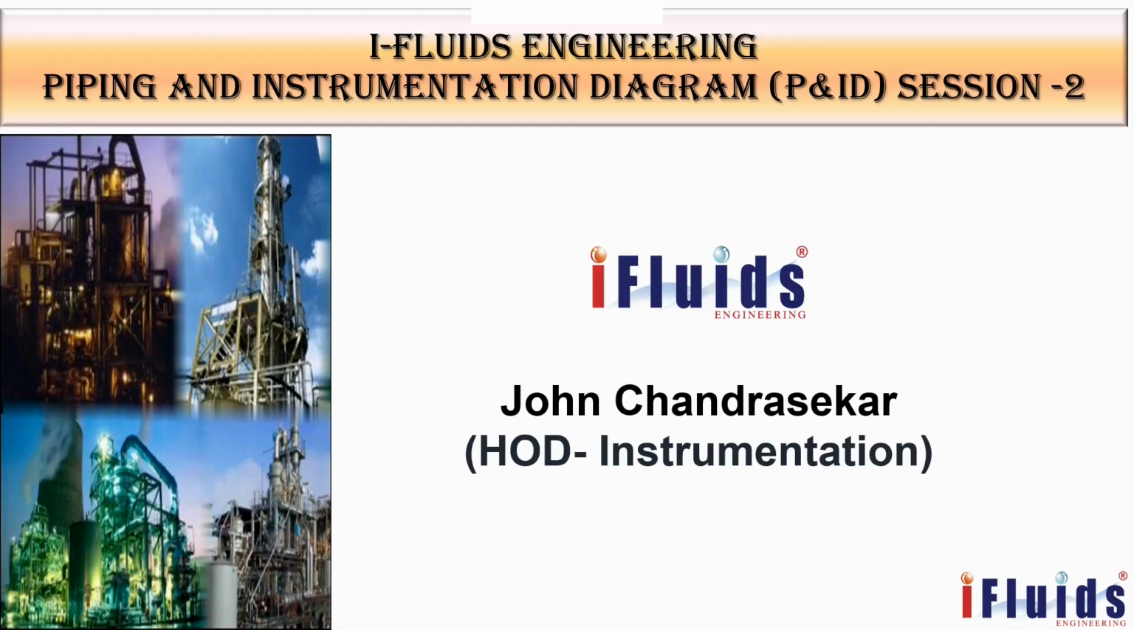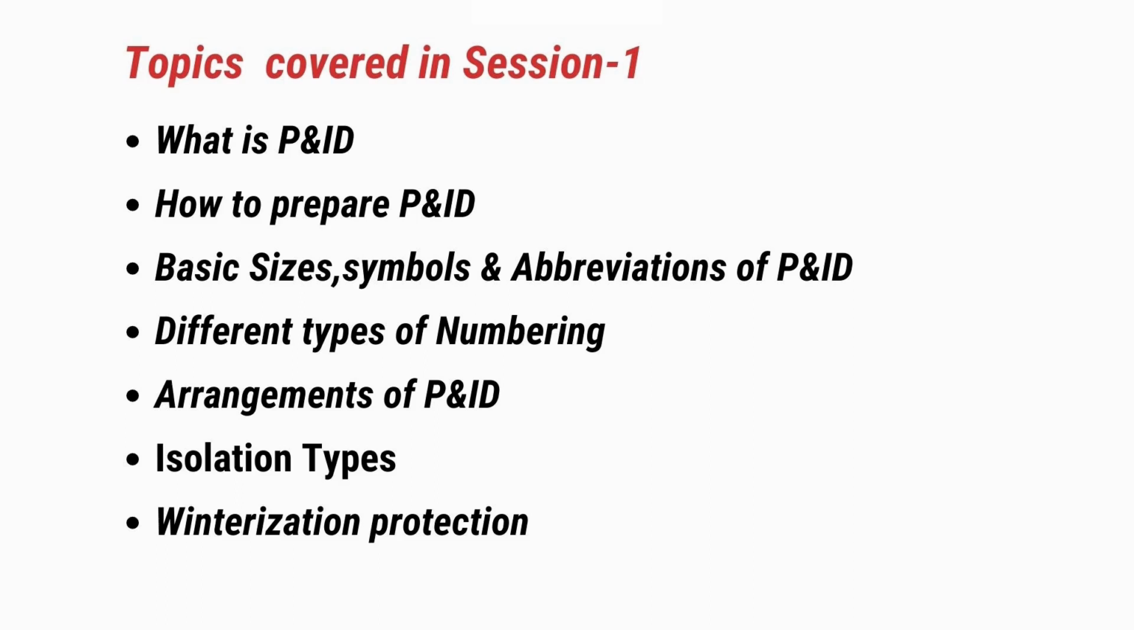In the first session, we discussed what a P&ID is, how to prepare the P&ID, what the sizes of the P&ID are, and the basic symbols like equipment symbols, instrument symbols, and abbreviations. Then we discussed numbering of lines, tag numbering, instrument numbering, and P&ID arrangements like sheet continuation and unit continuation. Then we studied isolation types, single isolation and double isolation with drain, and winter protection, line heat tracing, that we discussed in the first session.